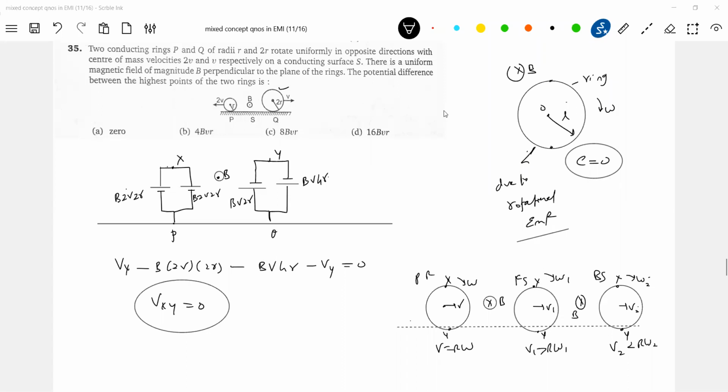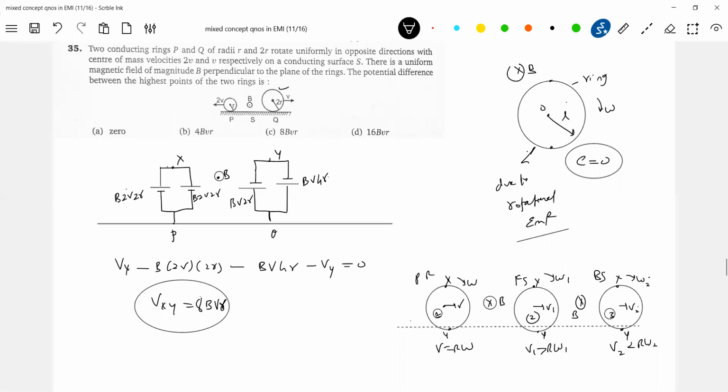Eight BVR minus negative of negative. Okay, sir. Yeah, calculation mistake. Thank you. This one. Check it now. What about VXY in all the cases? Ring 1, ring 2, ring 3. Anybody? VXY in all the cases. Will it be the same or different?